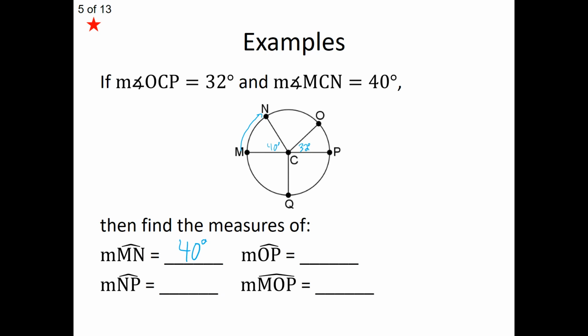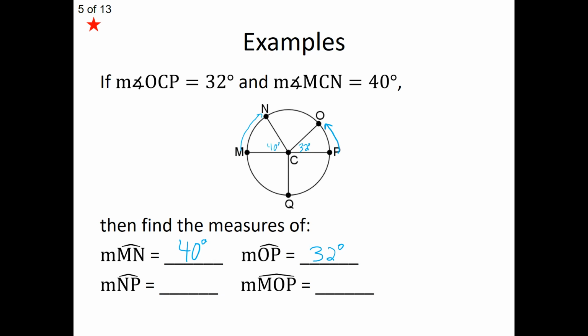Let's take a look at the measure of arc OP, our next example here. The measure of arc OP, if you take a look at where OP is, here's OP. OP is being cut by the central angle OCP. And because of that, if we know the measure of the central angle, the arc that it cuts is going to have the equal measure, which means the measure of our arc OP is 32 degrees.